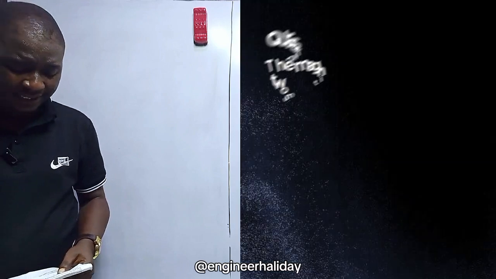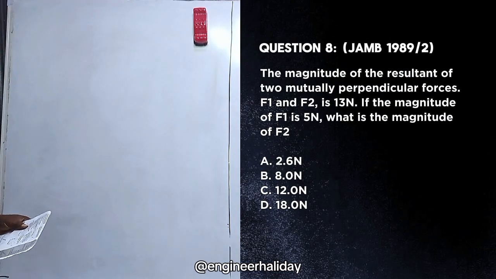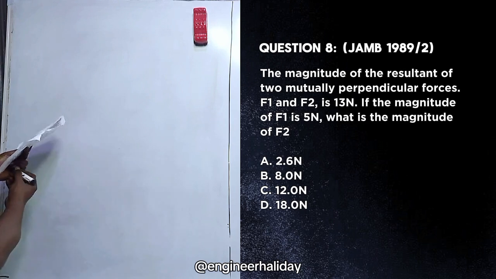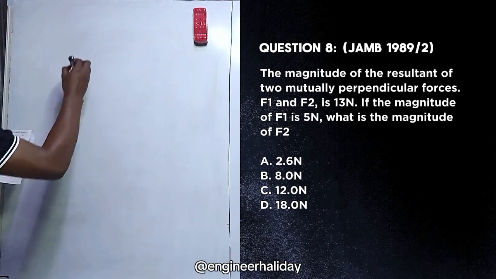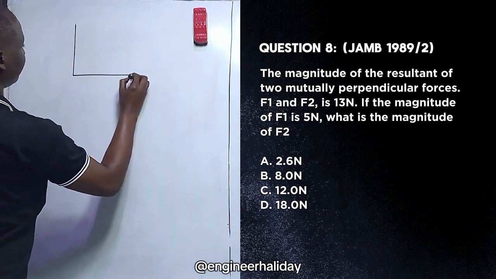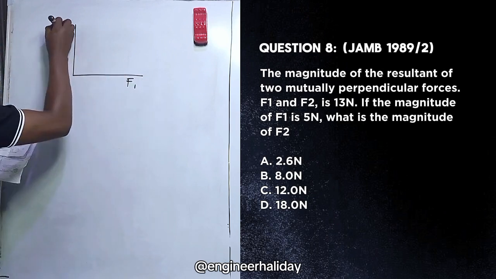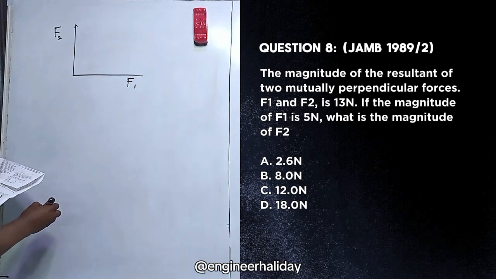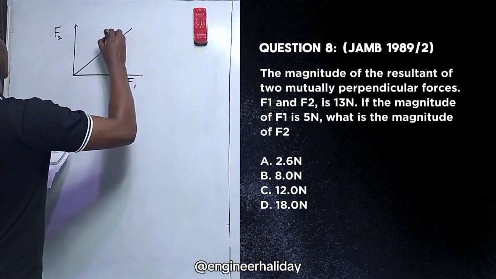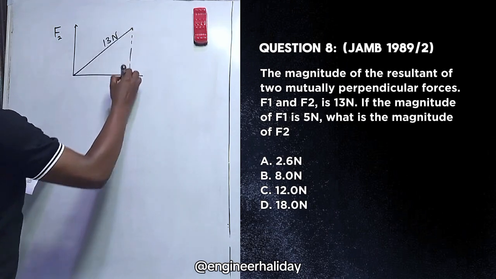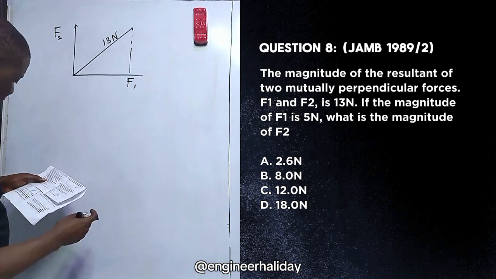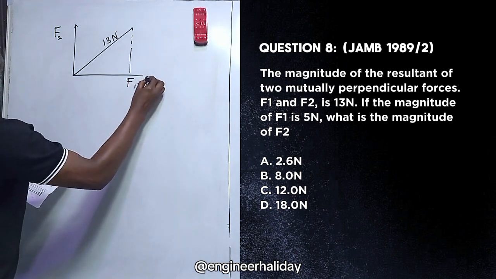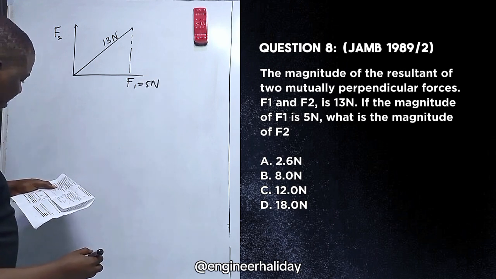Now we are in number 8. It says the magnitude of the resultant of two mutually perpendicular forces F1 and F2 is 13 Newton. If the magnitude of F1 is 5 Newton, what is the magnitude of F2?